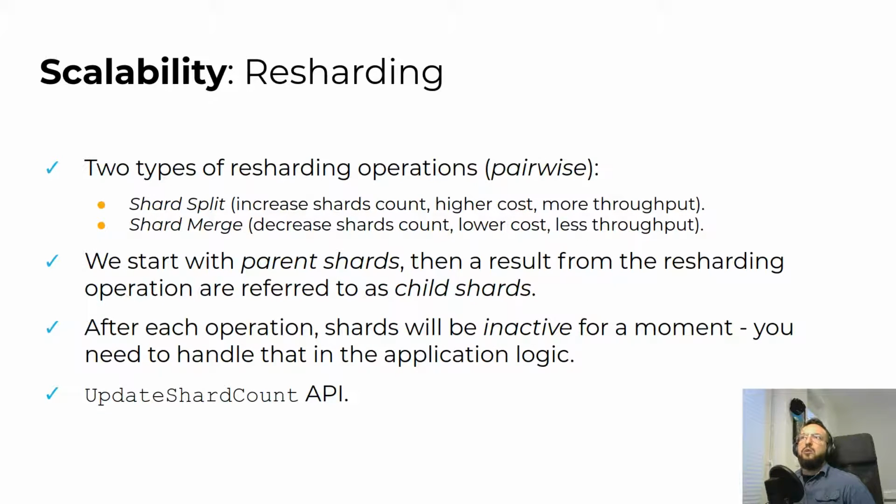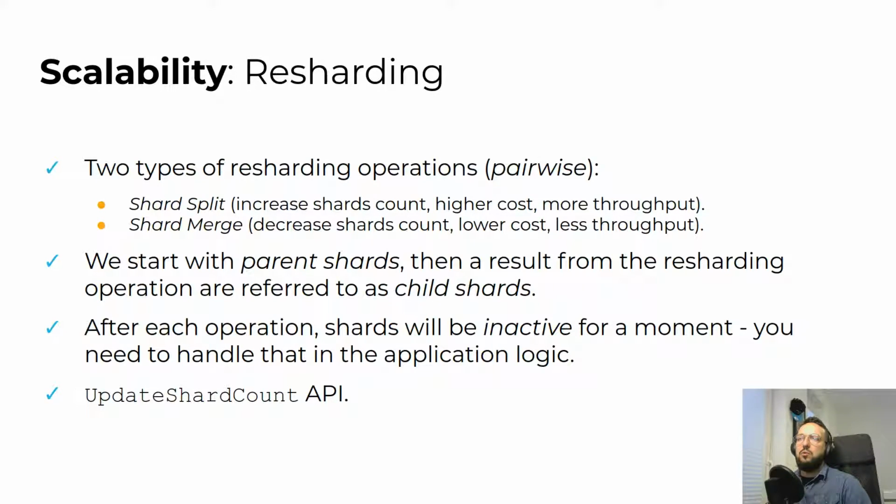Another topic related to operations is scalability. And in this case, as I said, KDS is a fully managed service. The only part that we need to be bothered by is the process of adjusting the number of shards that are available in streams. And this whole process is called resharding. And there are two types of resharding operations, and they are happening pairwise. So basically, either you are doing a shard split, so you are splitting one parent shard into two children shards, or you are merging shards, so you are taking two parent shards and you are having as a result one child.